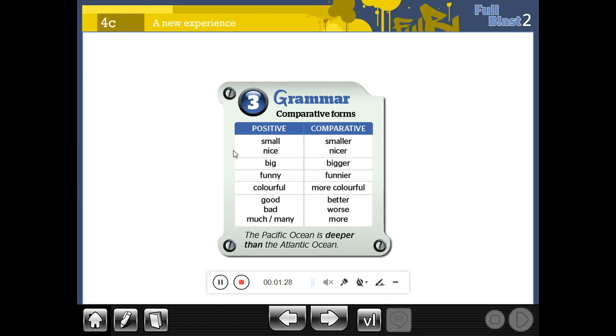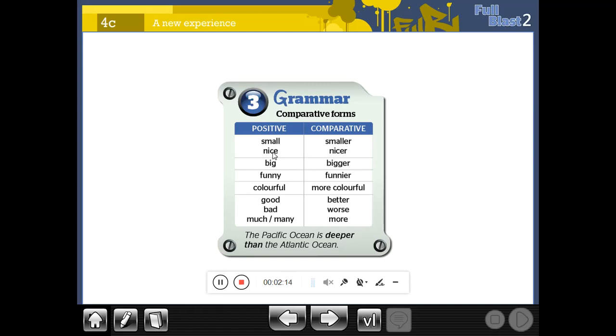My room is small, and my brother's room is also small. But which room is smaller? Your room or your brother's room? Here you compare between two rooms. So I say my room is smaller than my brother's room. Here we add er to the adjective: smaller than.